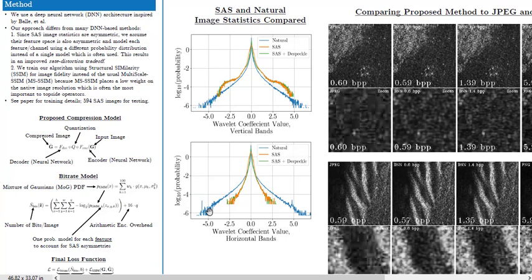Our model is given a database of SAS imagery and a target bitrate to achieve and is trained for 5,000 epochs. We create two methods, one which models the probability of the quantized symbols for each feature channel independently, and one which models them all simultaneously.